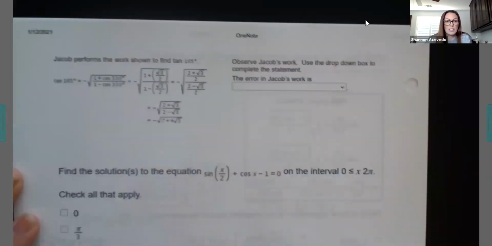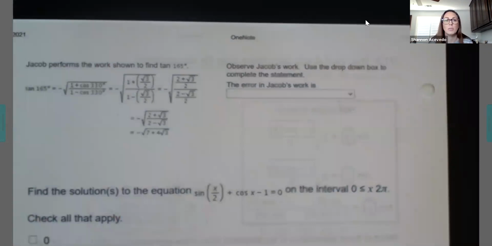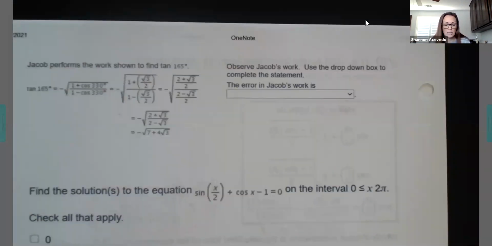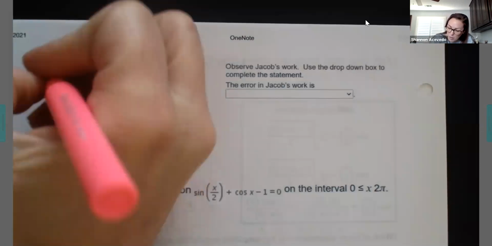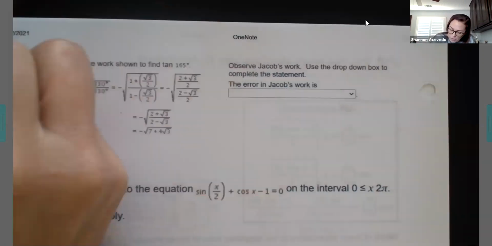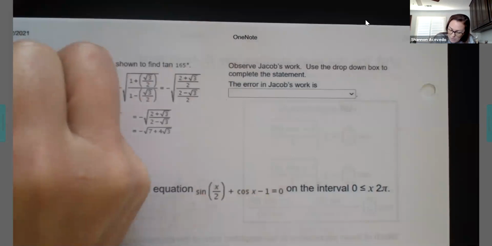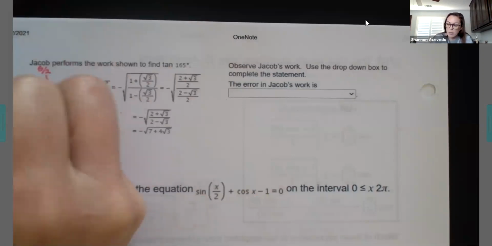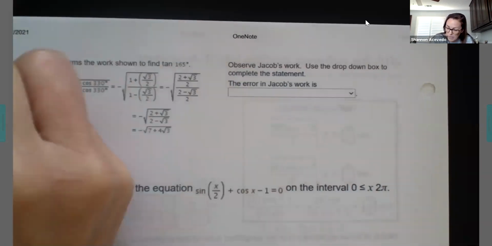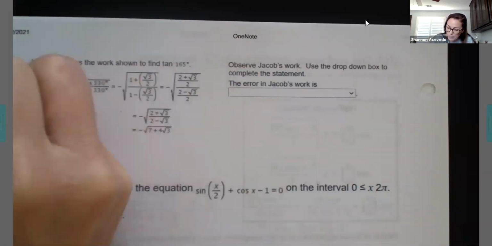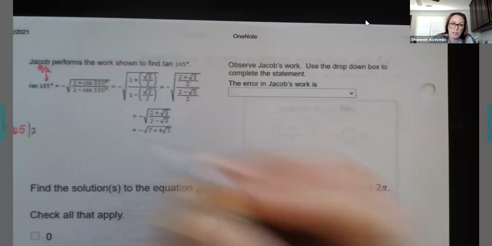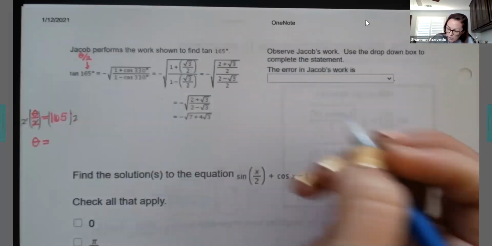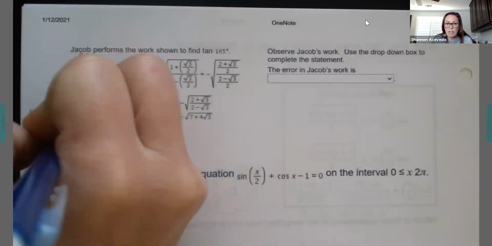My next one. Jacob performs the work shown to find tangent of 165 degrees. All right, so let's look at this and see what's going on. The first thing is this value is my theta over 2. So if theta over 2 is equal to 165, then theta is going to be what? I multiply both sides by 2, and 2 times 165 is going to be 330. Okay, so I know my theta value.